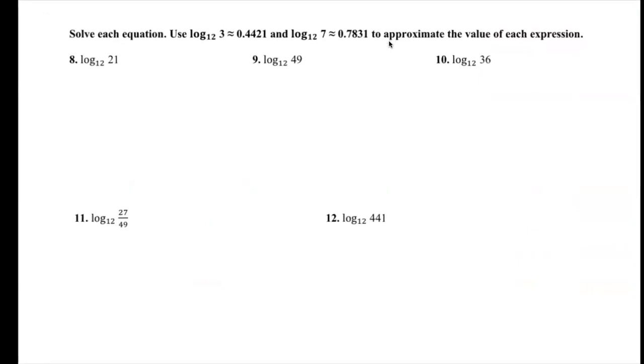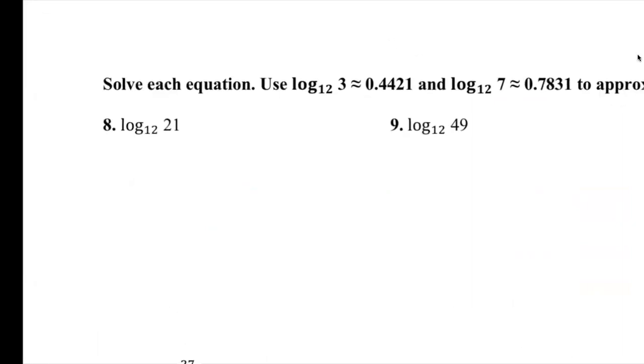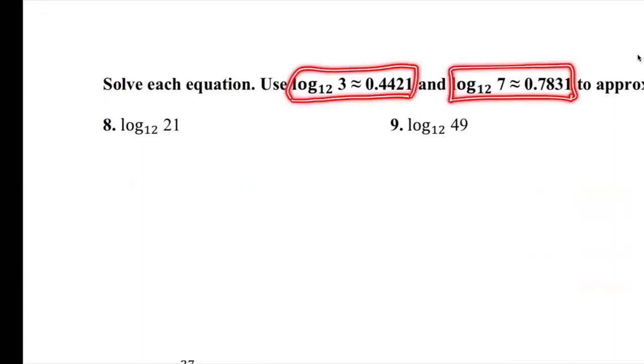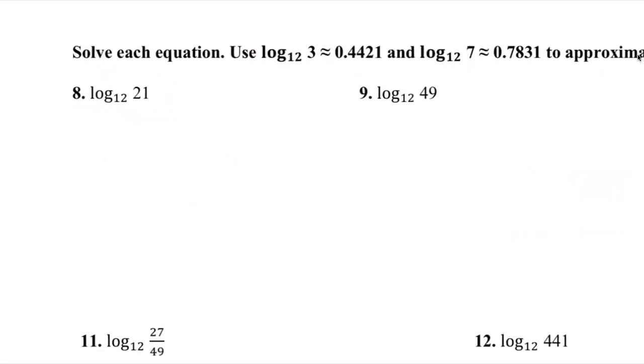Okay, let's try the last type of problem. So these, they want you to find the value of these logs, and they give you just these two. So you're supposed to do this without a calculator. So they just give you these two, and you need to use that to get to log base 12 of 21. All right, so for the first one, I see I have an argument of 3 and 7.